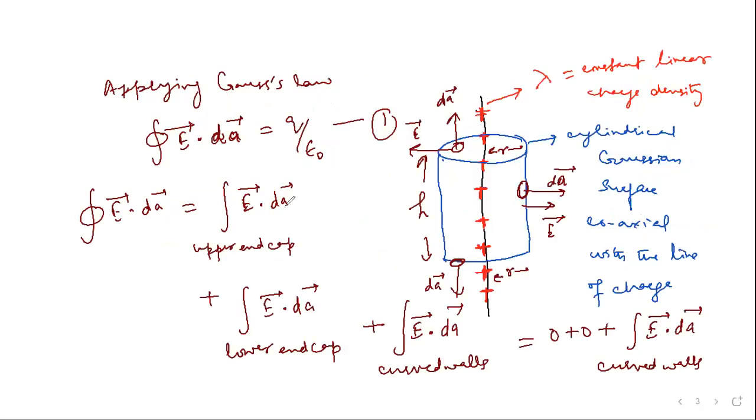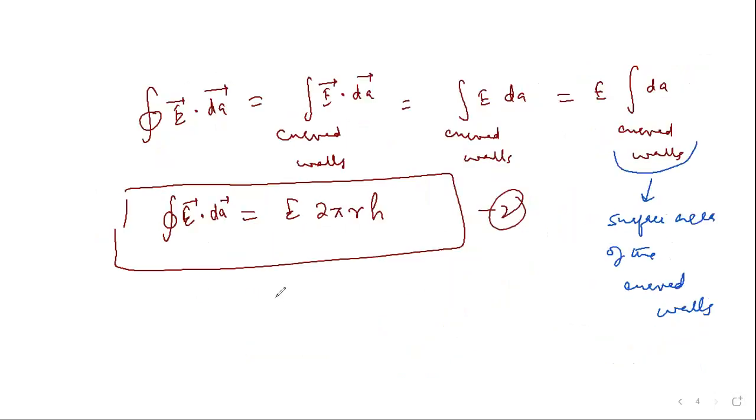Now I move to the right hand side. The right hand side contains the net charge inside the Gaussian surface. Now this Gaussian surface encloses only a portion of the line. That portion has length h. Since lambda is the linear charge density, the charge contained in length h of the line is lambda h. So my Q is lambda h, right?